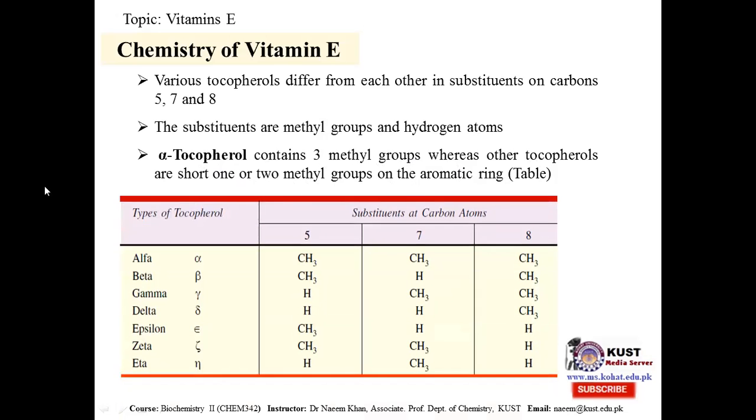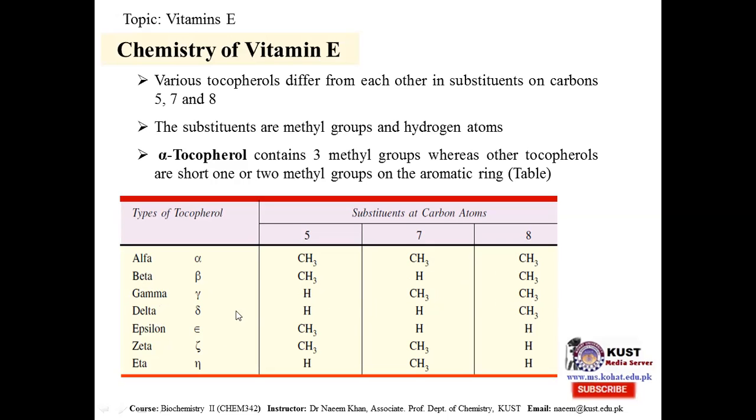Here, different forms can be noted. There are 8 forms of tocopherols: alpha, beta, gamma, delta, epsilon, zeta, and eta. The alpha form is the one having methyl at carbon number 5, methyl at carbon number 7, and methyl at carbon number 8. But in the case of beta, carbon number 5 has methyl, but carbon number 7 does not have methyl; it has hydrogen. So this is the difference. In the case of gamma, carbon number 5 has hydrogen, and 7 and 8 have methyl groups.